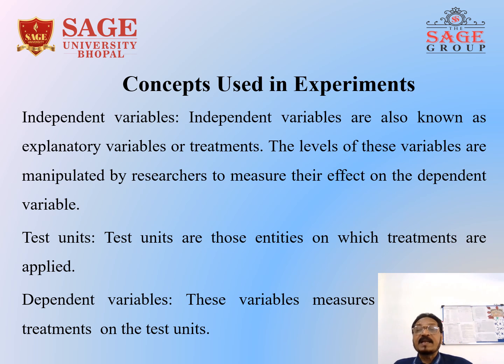Then, concepts used in experiments. Basically, there are two types of variables, independent and dependent. So, how can we use them? Independent variables are also known as explanatory variables or treatments. The levels of these variables are manipulated by the researcher to measure their effect on the dependent variable. Test units are those entities on which treatments are applied. Dependent variables measure the effect of the treatment on the test unit.